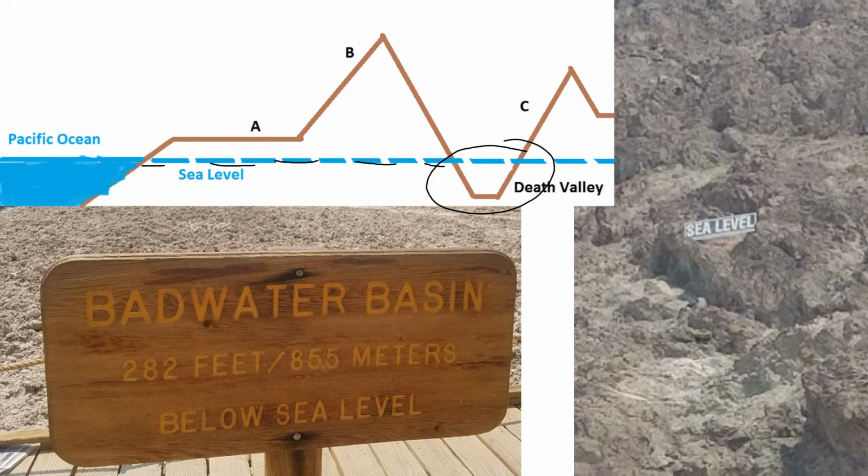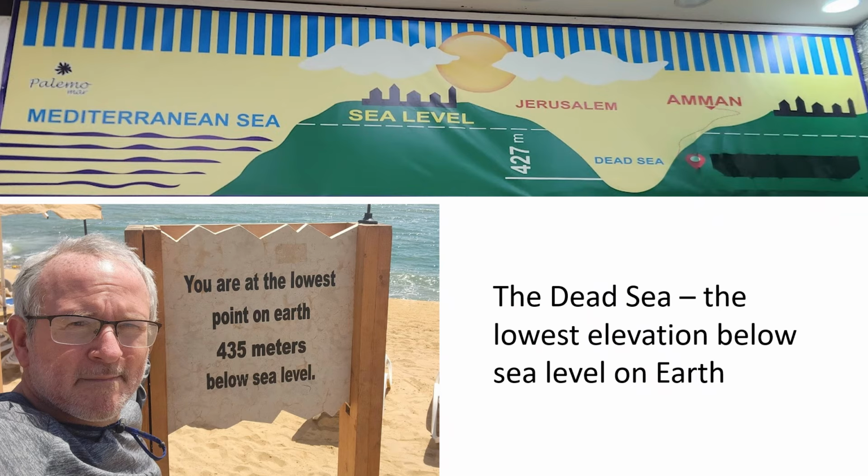And it's kind of interesting because while you're there, if you're at Badwater Basin, which is the lowest point in North America, you turn around and you look at the cliff behind you, and they actually put up a sign up there to show you where sea level would be. This summer, I went to the Dead Sea, and the Dead Sea is the lowest elevation on the earth below sea level, 435 meters.